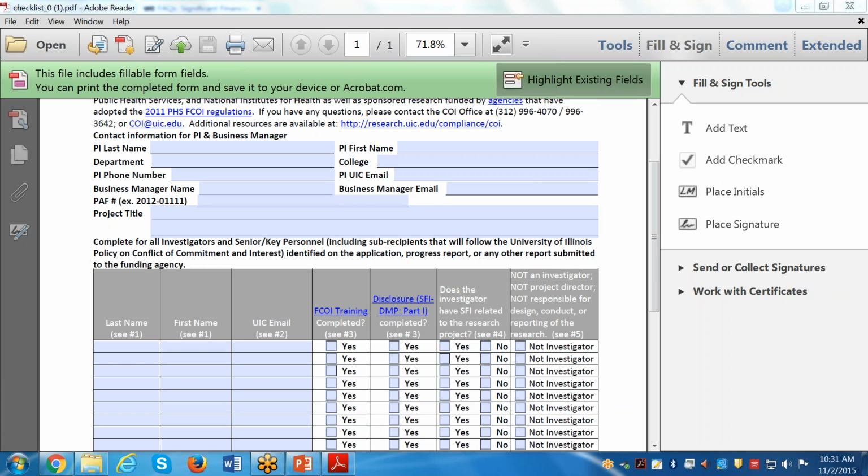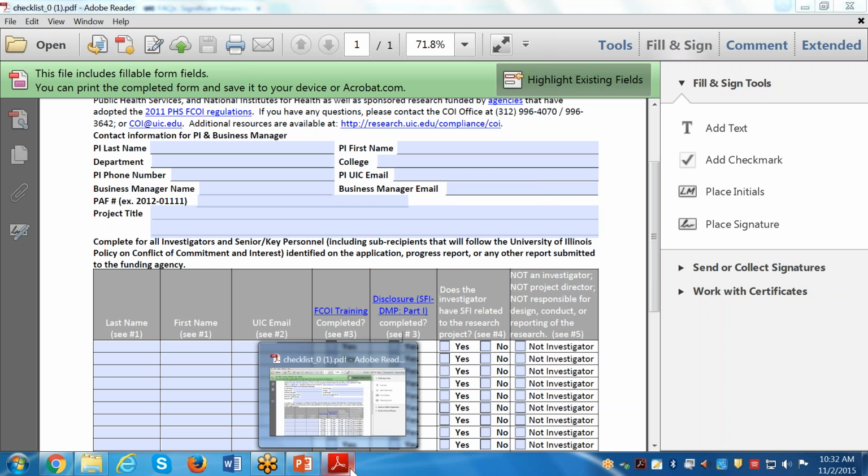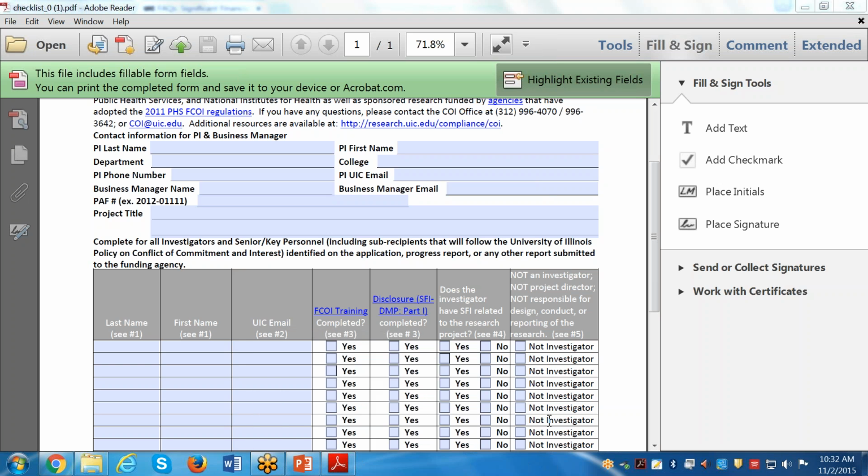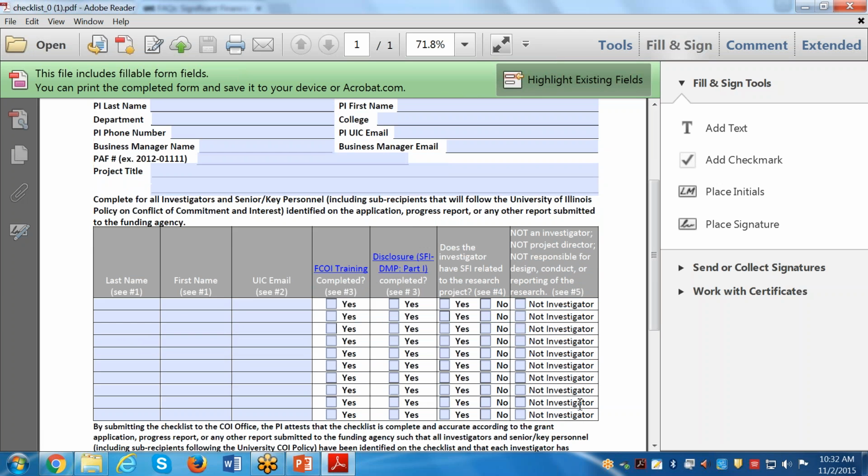If they're conducting research or reporting, but if they provide data for research, it's not considered as conducting or reporting research. So the collaborator or consultant, if they were listed in your senior key personnel list, then we would expect you to list them here. And if they don't meet the definition of investigator because they're not responsible for design, conduct or reporting, then you can indicate they're not an investigator. And that's the end for that person.